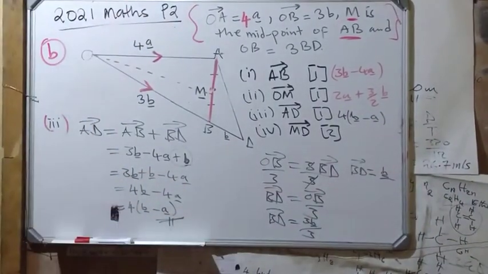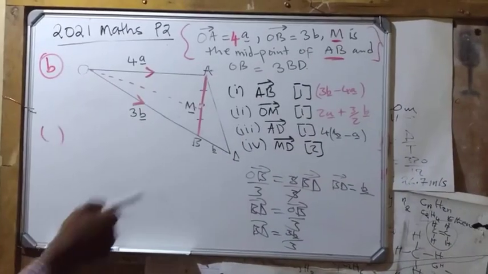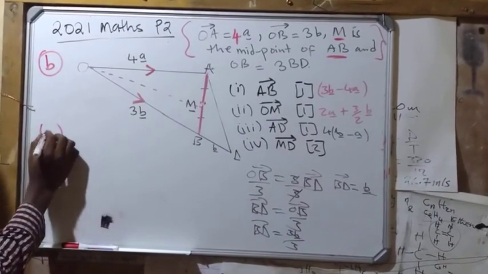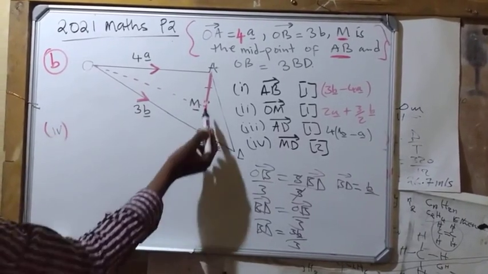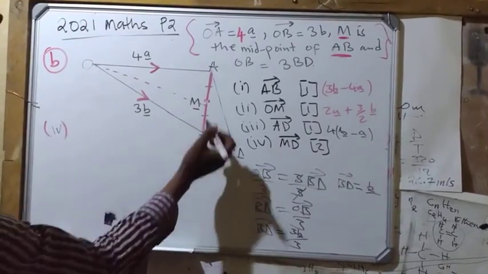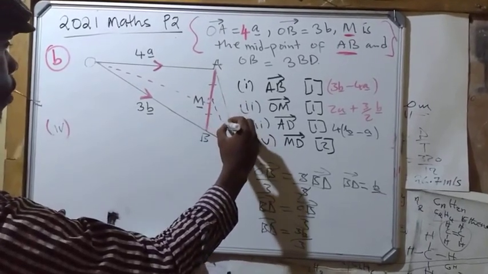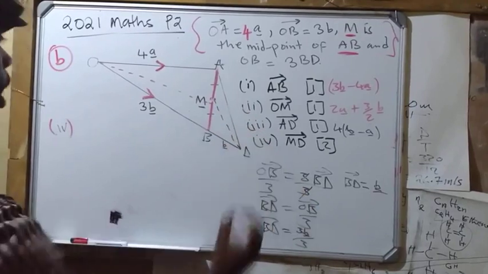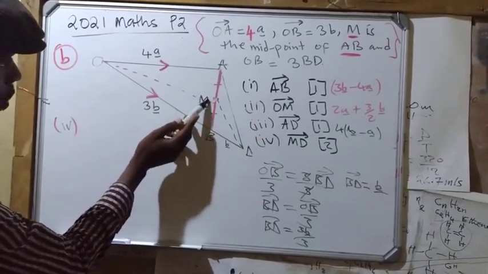Okay, allow me to clean the board. Okay, let's finish the last one, which is Roman numeral 4. What they want is MD. So MD, we are told that M is the midpoint. So what we want to calculate is MD.